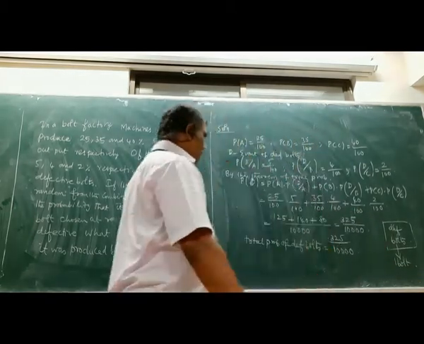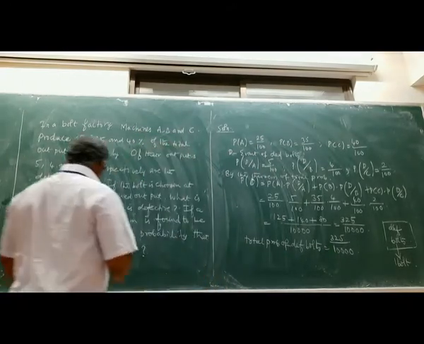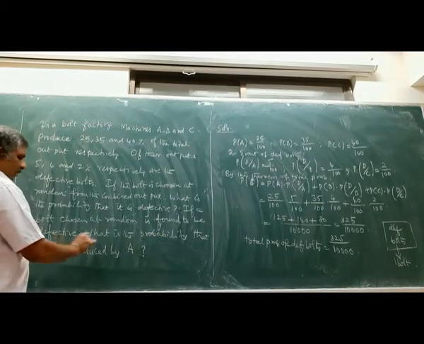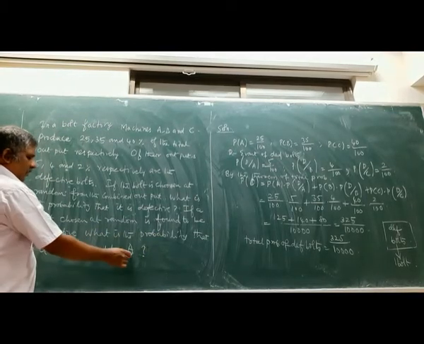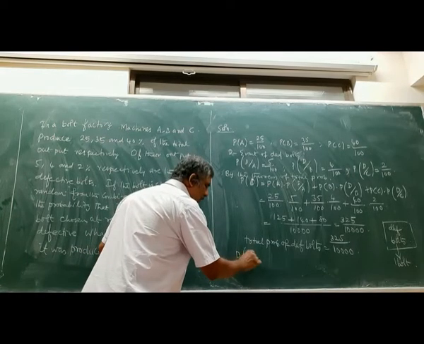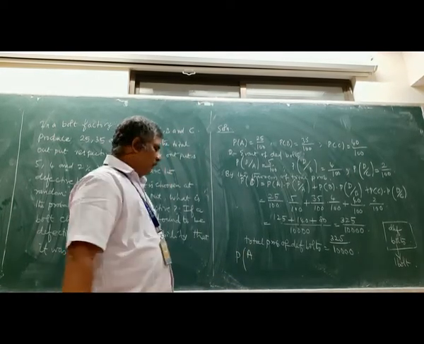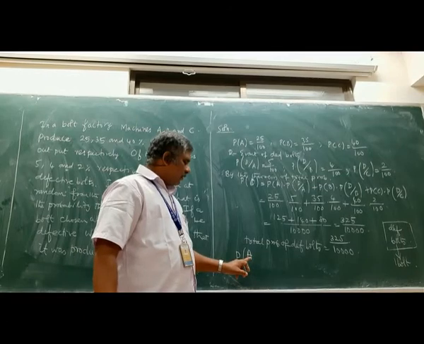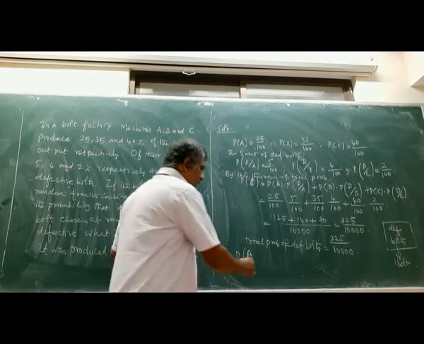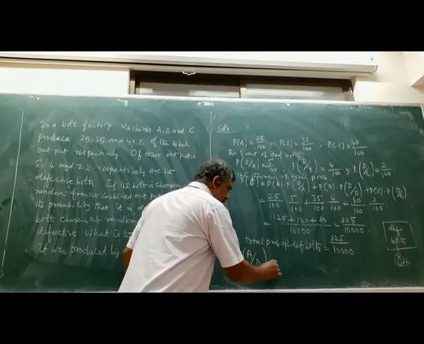So see the second question. The second question is: if it is found to be defective, what is the probability that it was produced by A? So the probability that the product was produced by A, given that we know it is defective.